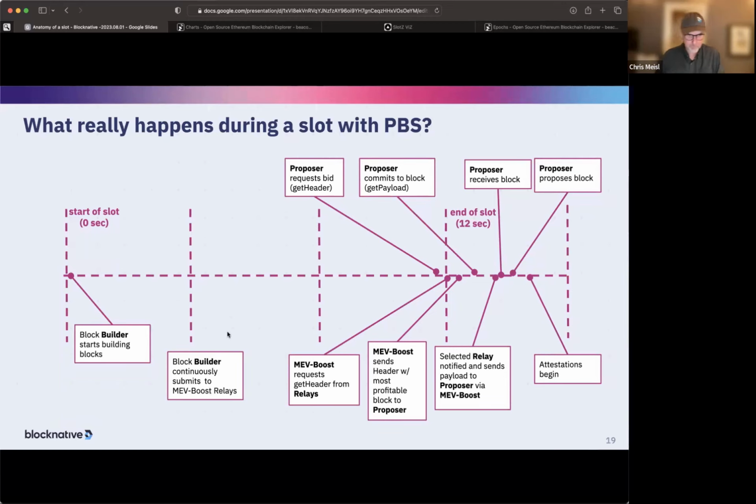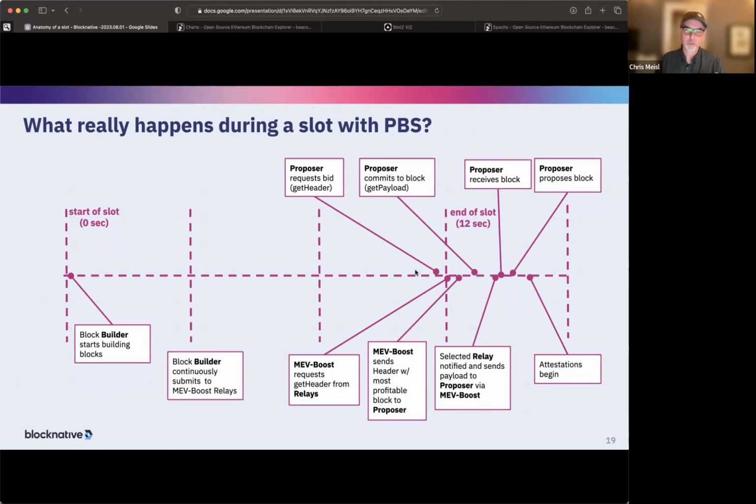And then throughout this period, you're sending to a relay, and I will give you a very good visual of how this actually plays out after this. And then at some point, the proposer, that's the validator that has now been anointed for the current slot to be able to propose a block, is going to request basically the highest block bid from the relays that it is connected to.